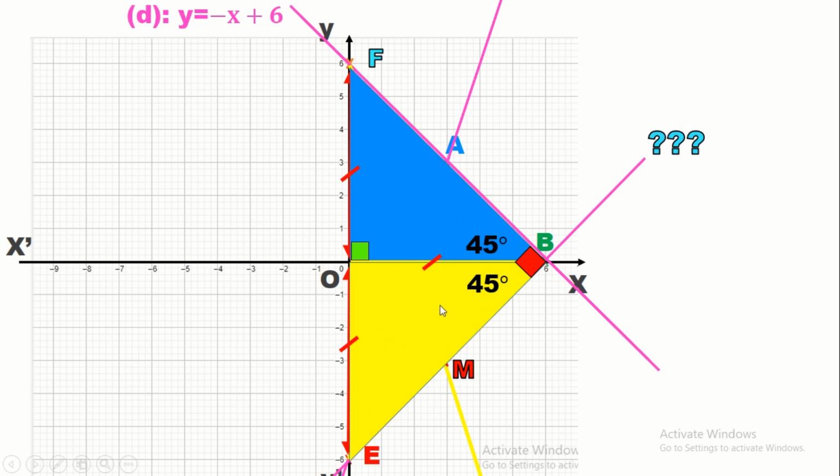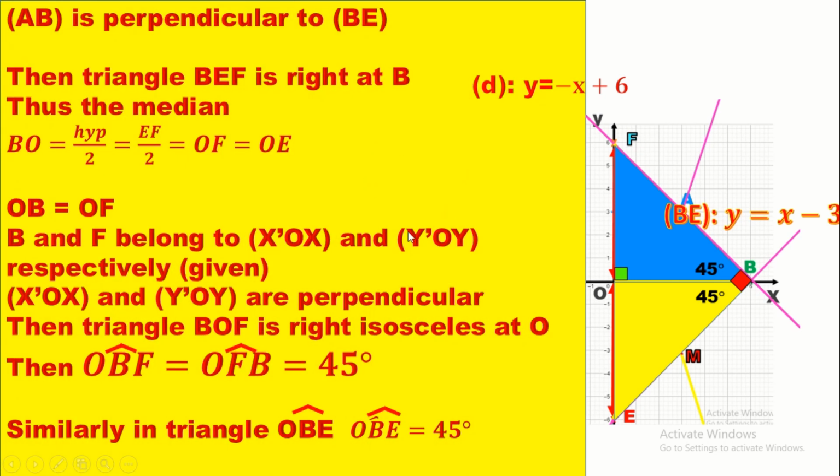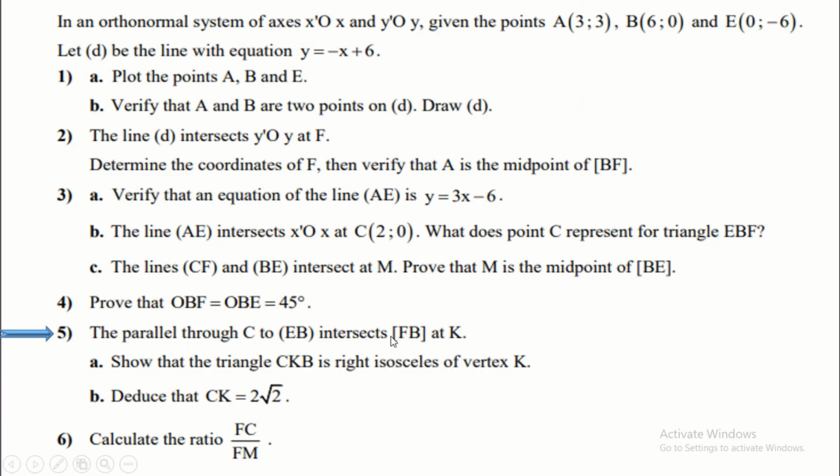Well, we can also use another method. We have just proved that it's a right triangle. If we find the length of BF and the length of BE, they will be equal. This triangle BEF is right isosceles at B. Since it's isosceles, the median is also the bisector of this angle. It cuts it into two equal parts. Each will be equal to 45 degrees. You can use any way you want. Here we have just proved them.